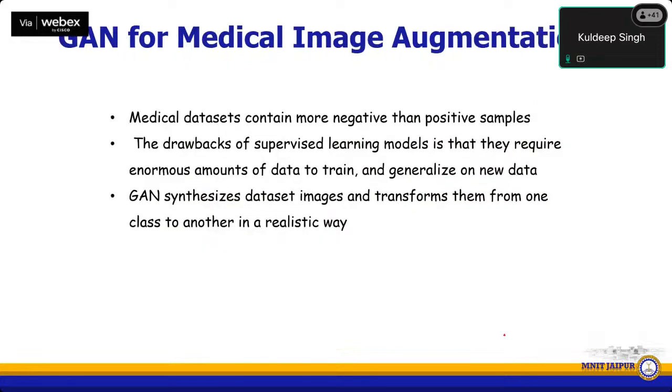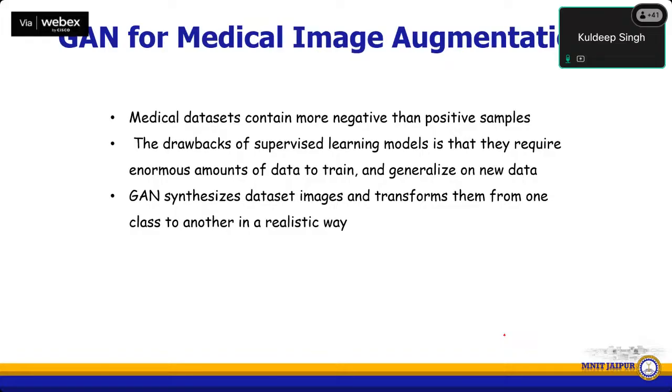So basically, as I told you earlier, the problem in medical data sets is that they contain more negative data than positive samples. And the drawback of supervised learning models is that they require an enormous amount of data to train, and they have to generalize on new data. Supervised learning models need labeled data of different classes.